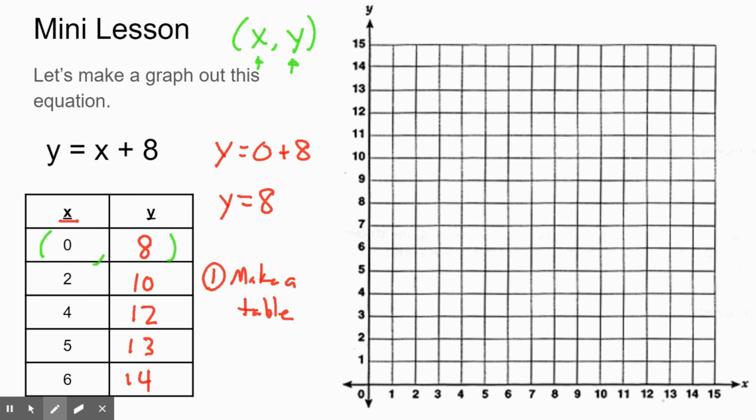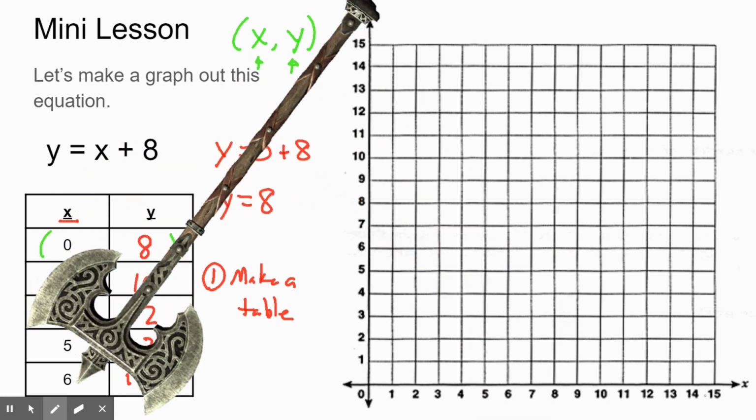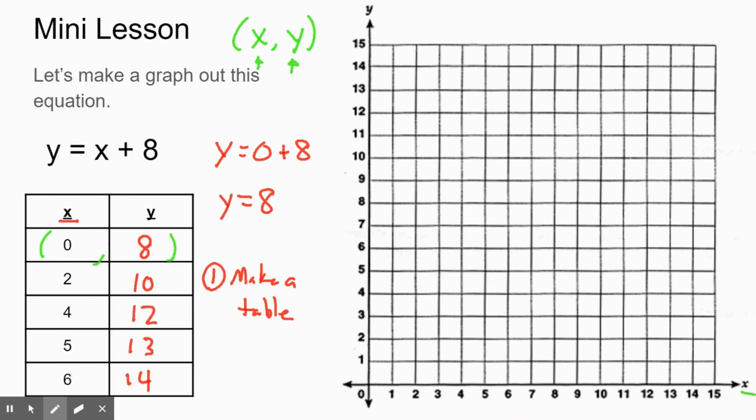So we're going to be at x is equal to 0. Don't forget to label your axes. No, not that kind of axes. I mean the x and y axes. So we're going to start at x is equal to 0. Our y value is 8, so we're going to go up to 8. We're going to put our first point right here.